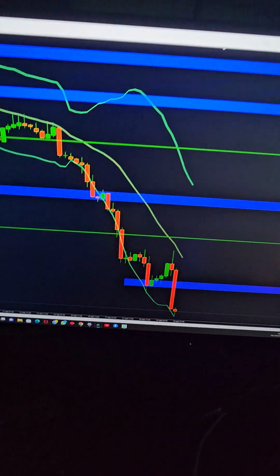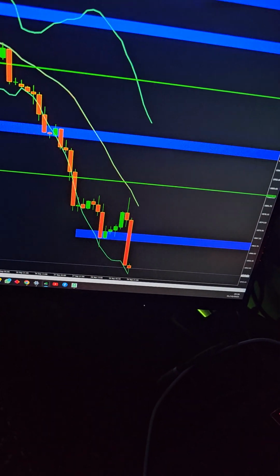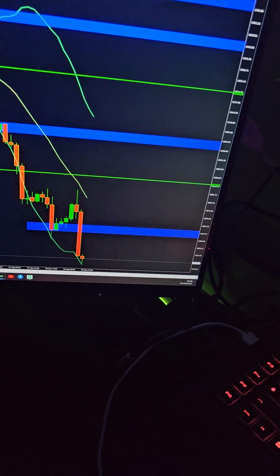So yeah, just my personal outlook. This is not financial advice. Just sharing what I see on the chart.